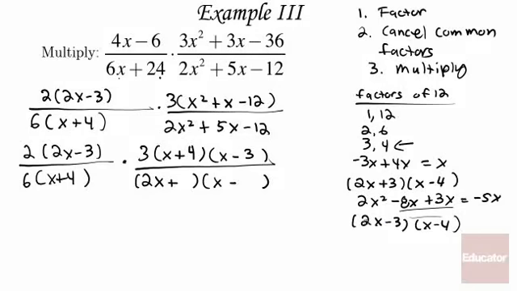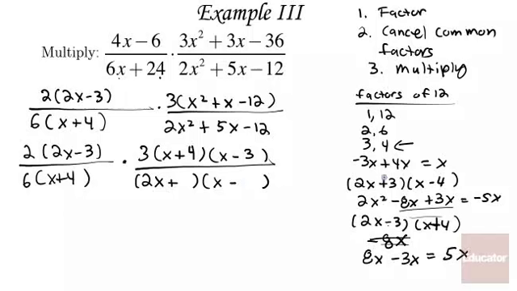So let's just work with the outer and the inner to figure out this middle term. That's going to give me negative 8x, actually that needs to be positive, because I need to have one negative, one positive. So that's going to give me positive 8x, and then the inner is negative 3x. That's 5x.